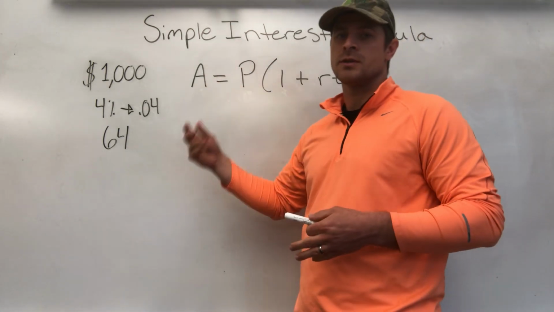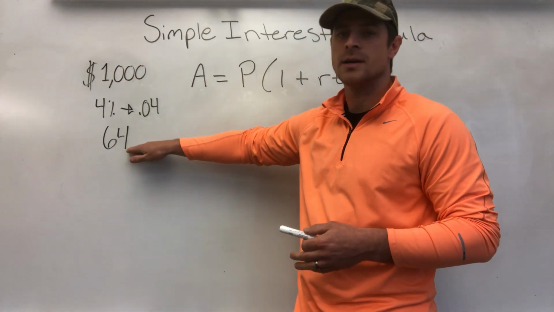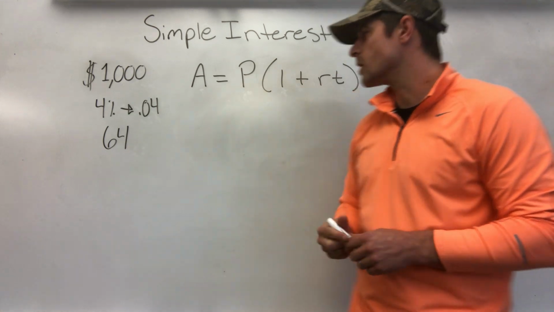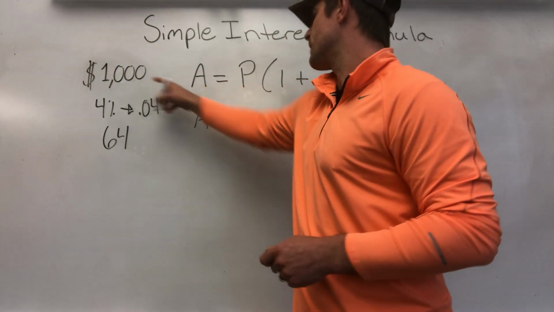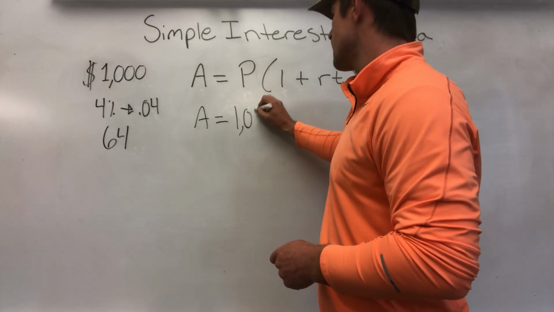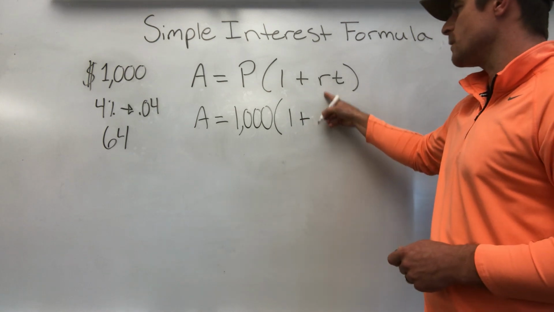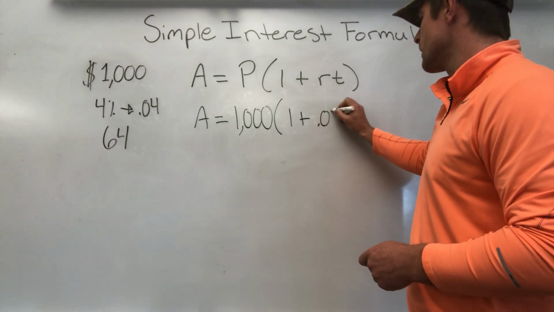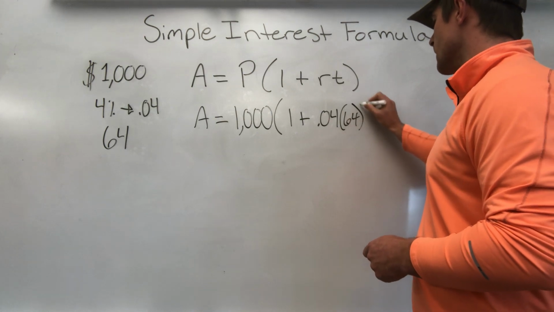All you do for simple interest is you plug in your principal, the interest rate that you're given, and the number of years you're going to leave it in the account. So we're going to say A equals 1,000. We're going to multiply that by 1 plus our rate, which is 0.04. And we're going to multiply that by 64.